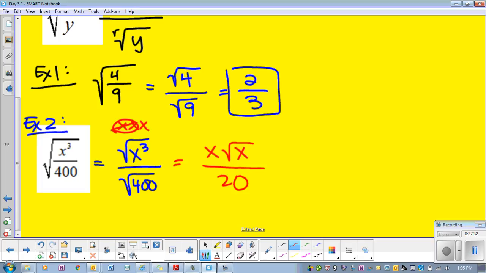Now the last thing you would do is see if your outside numbers can be simplified, but x over 20, no. So this is it. That's your final answer. That was not too bad, right?